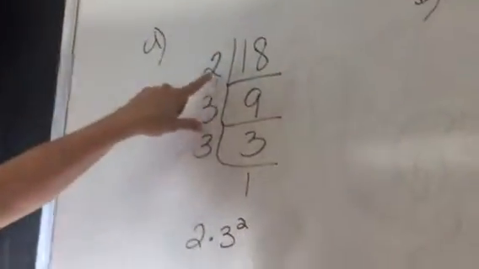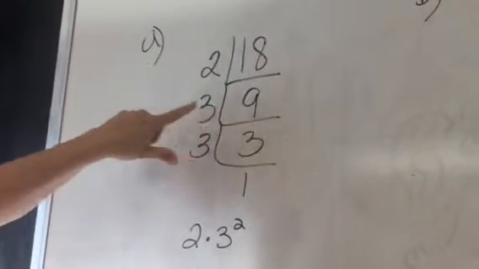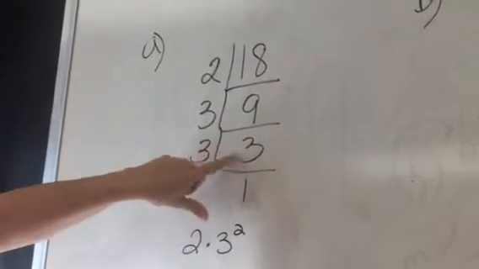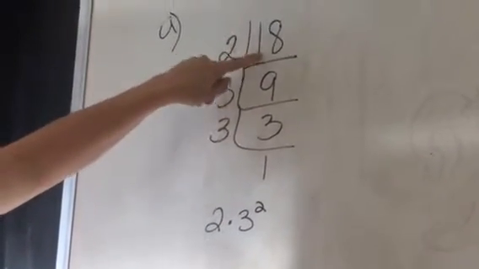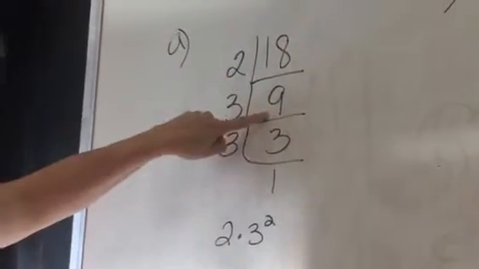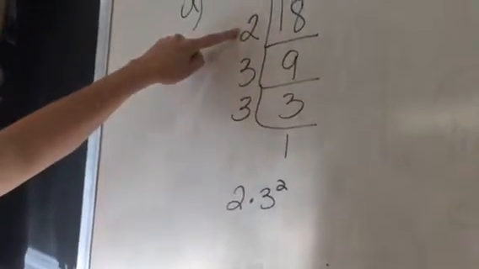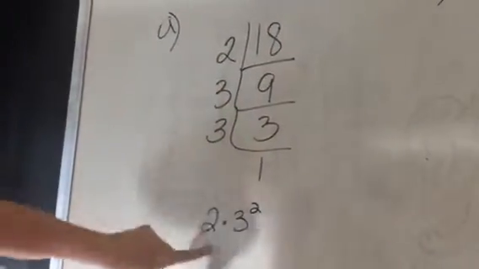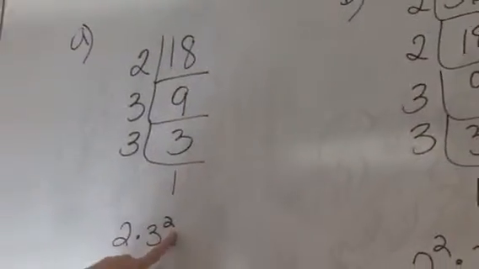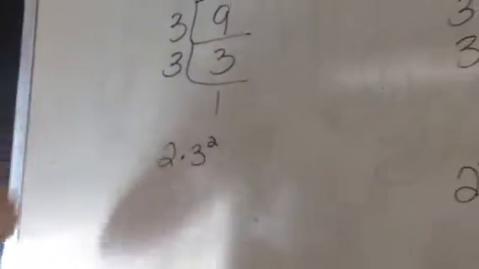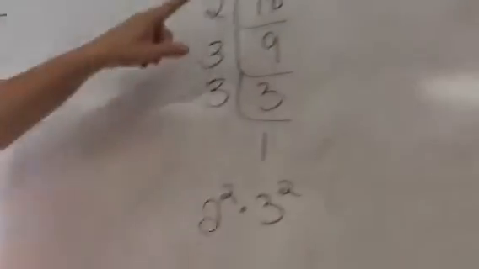So let's go over here. I did some examples. I did 18. I pulled out a 2 because it's even. I got a 9. I pulled out a 3. I got a 3. I pulled out a 3 and I got a 1. So I'm just dividing this number into this number to get that number. So then I'm left with a 2 and two 3's. So 2 times 3 squared equals 18. Let's check it. 3 times 3 is 9, times 2 is 18. Excellent.